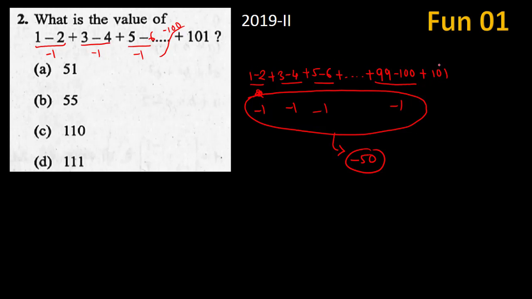Plus 101. So what is the answer? It is 51 only. Same answer. You go in that way or in this way, you will get the same answer. But the difference is what? If you use this trick, this concept, you will get the answer in 60 seconds. But if you take the previous concept, it will take more than 5 minutes.